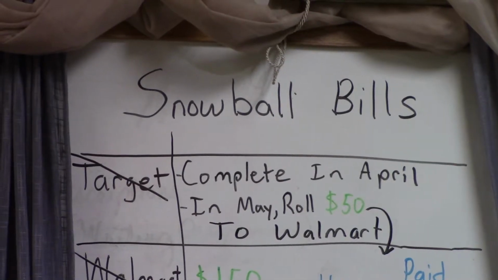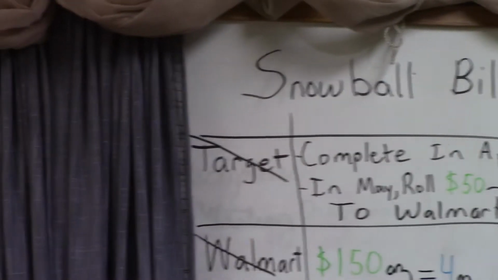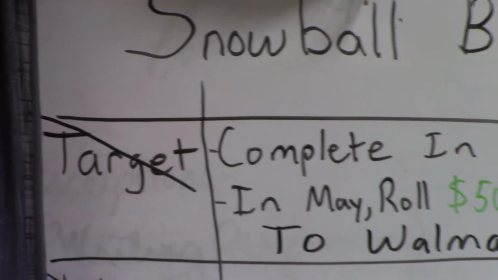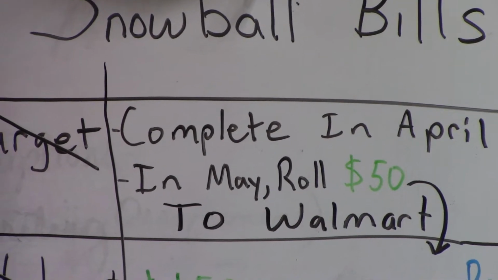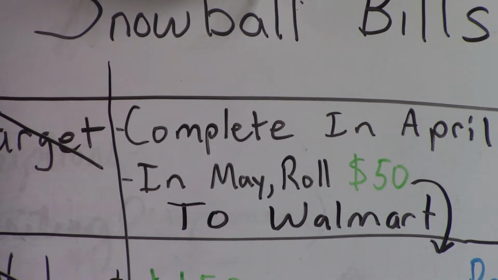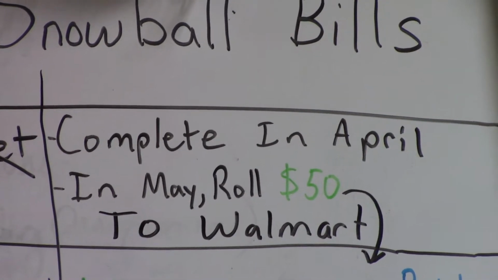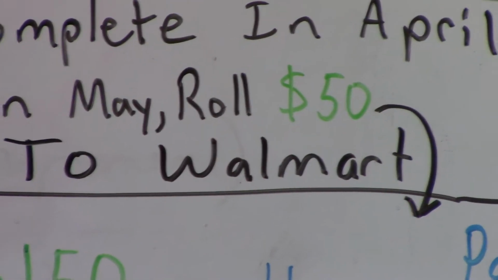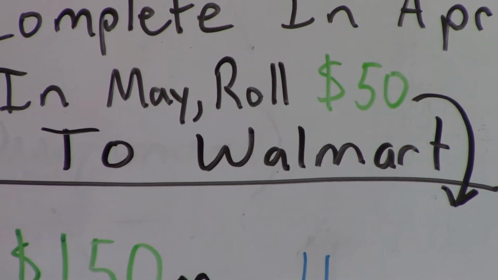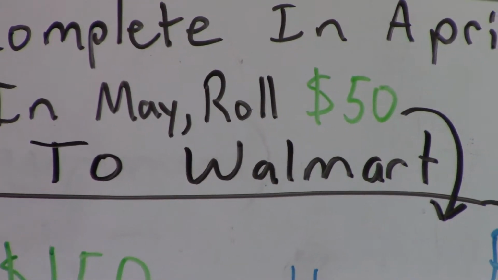Snowballing these bills. So that Target bill that we wanted to knock out, all you have to do is pay that Target bill in those 4 months. So in 4 months, starting in January, it will be completed by April: January, February, March, April. So in May, that 5th month, roll that $50 to the Walmart bill. So we're going to roll that $50.